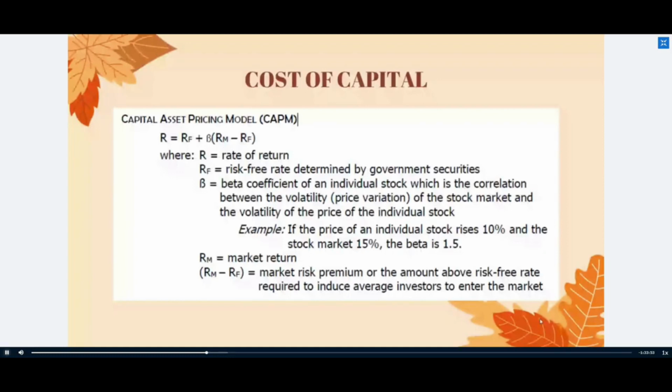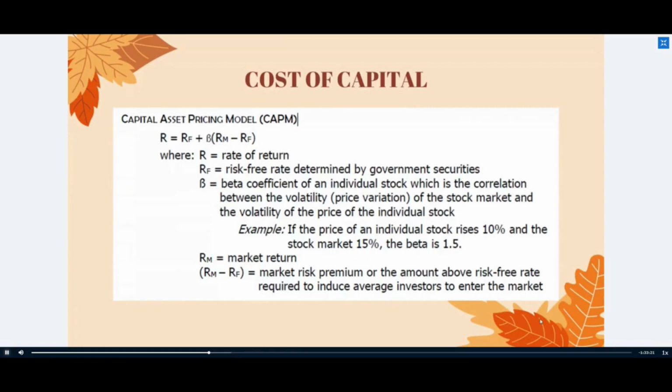Class, ang importante naman for CAPM is for you to know the formula because the rest of the elements will be provided in the problem, no? So we don't really have to compute for it. So just have to be familiar with the term. So sabi natin R, what is R? This is the rate of return. RF is risk-free rate determined by the government securities.